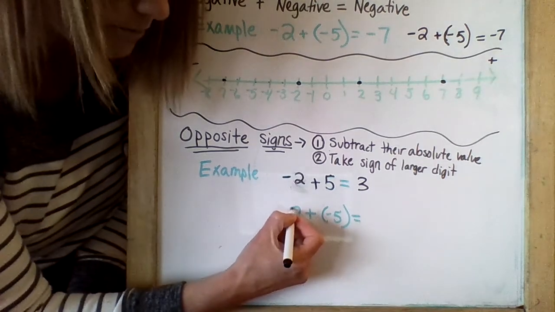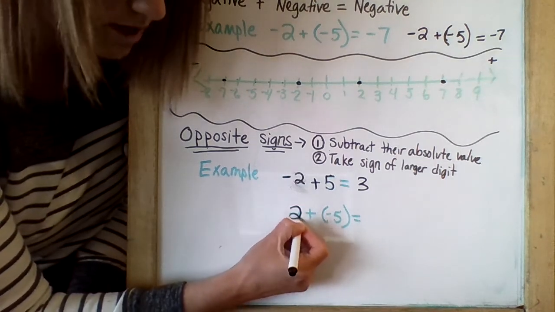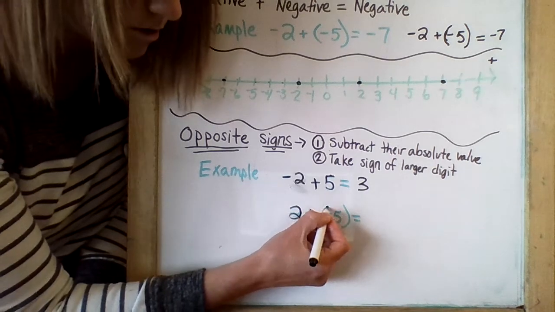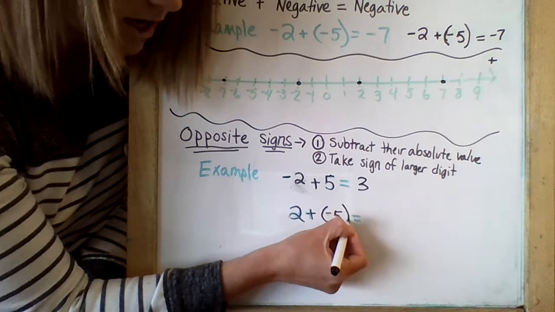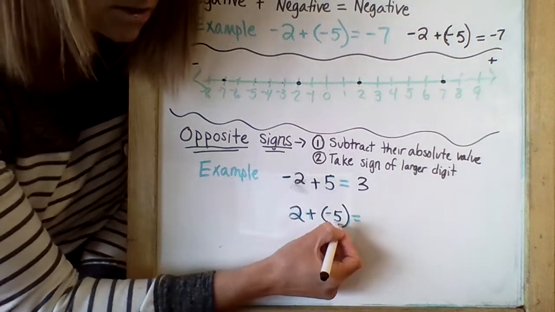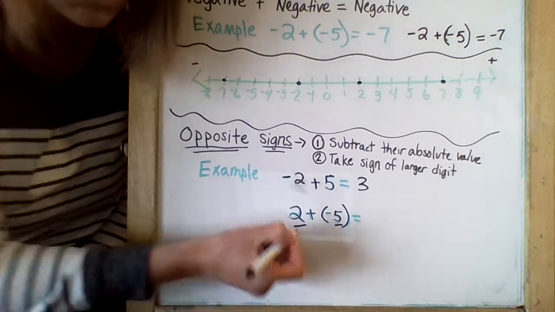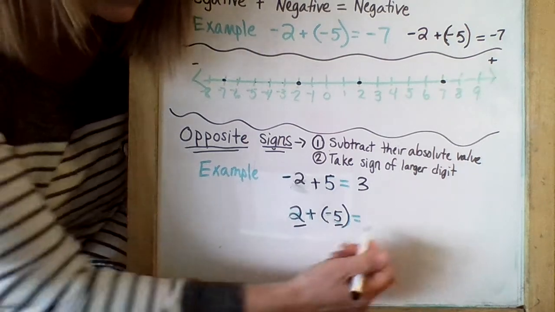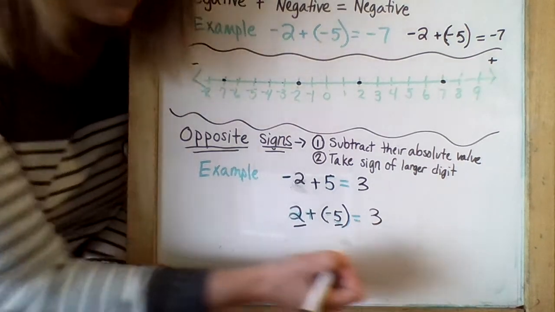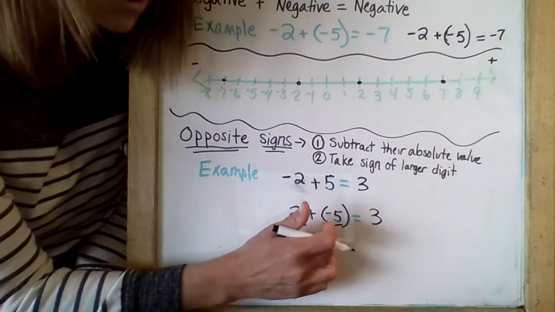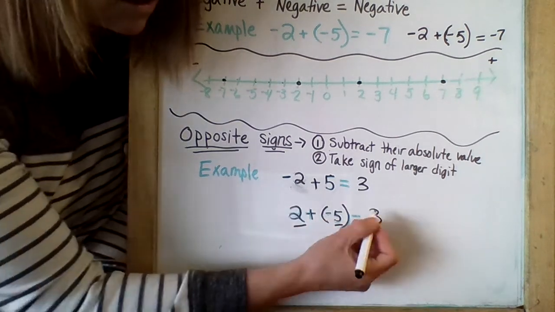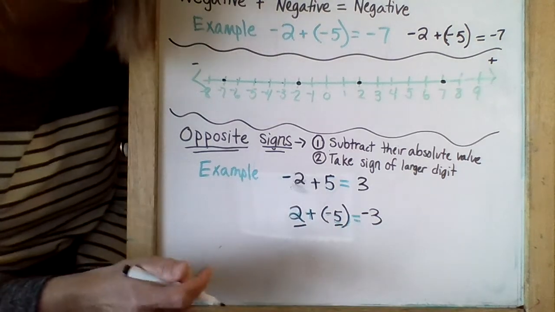My next example is the same thing, it's just opposite. So 2 plus a negative 5. Again, I'm going to take those digits of what they are. So my 5 minus my 2, and that equals a 3. And then I look at which one's my bigger value, and that's my 5. So my 5 has a negative sign with it, so that 3 becomes a negative 3.